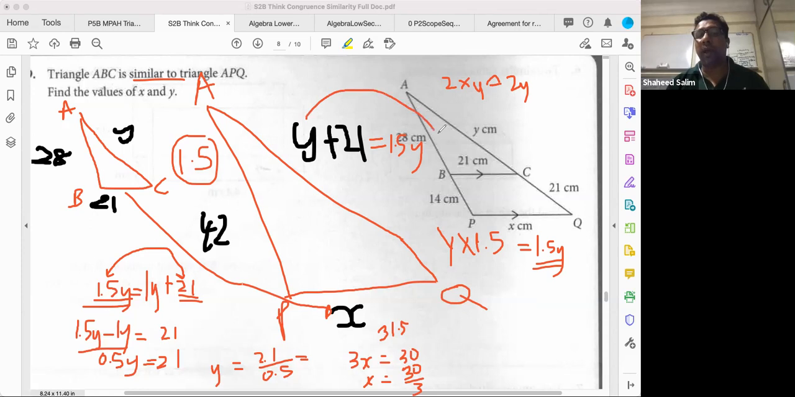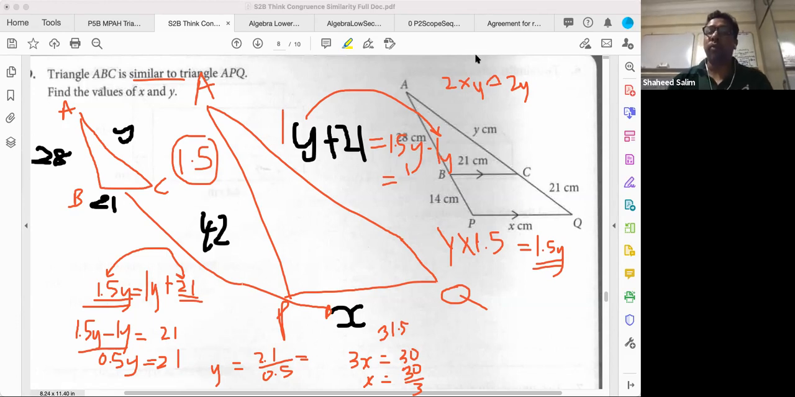Then you bring over the y, you minus the y. This one is 1y, you know. When you minus, you get half y here. Half y or 0.5y is equals to this. If you want to find the full y, you must times by 2, or you can take 21 divided by 0.5, you'll get the answer. Okay, maybe never mind, we move on.